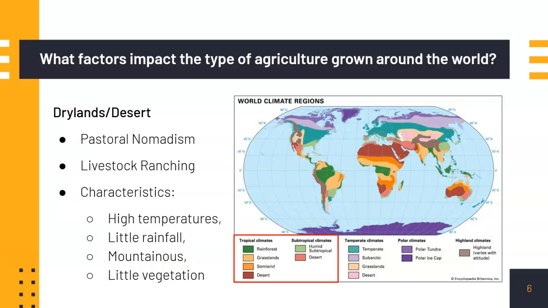Ranching operations often require significant land resources because animals need extensive grazing areas to sustain themselves. While ranching is highly productive in terms of meat and wool production, it can lead to environmental issues such as overgrazing, soil erosion, and habitat loss if not managed sustainably. Advances in irrigation and feed supplements have helped improve productivity in these regions, but they also come with additional environmental and economic costs.